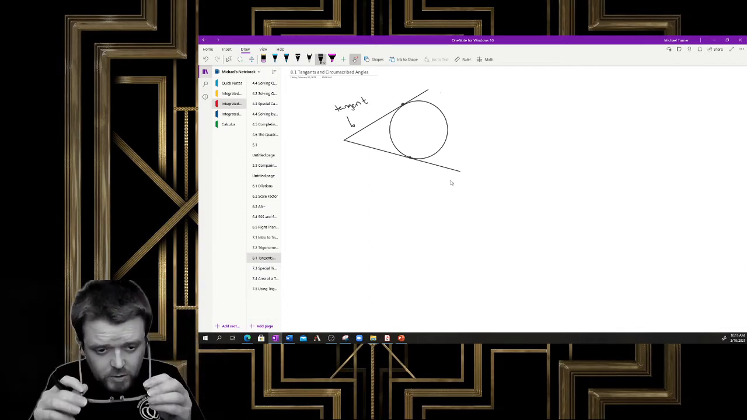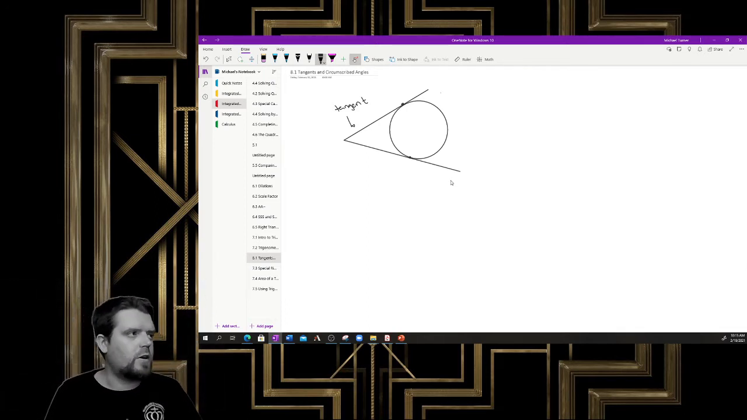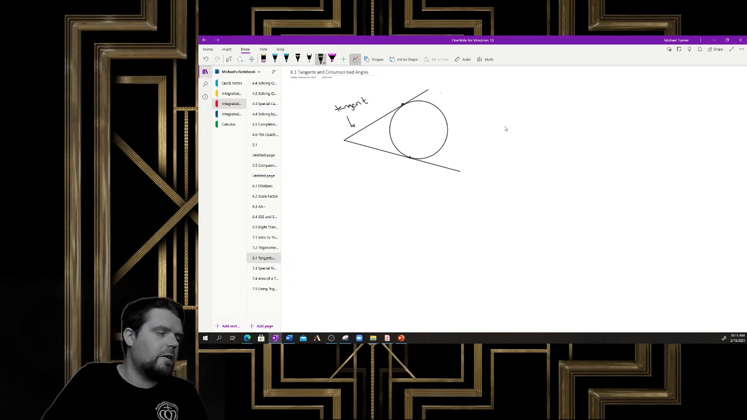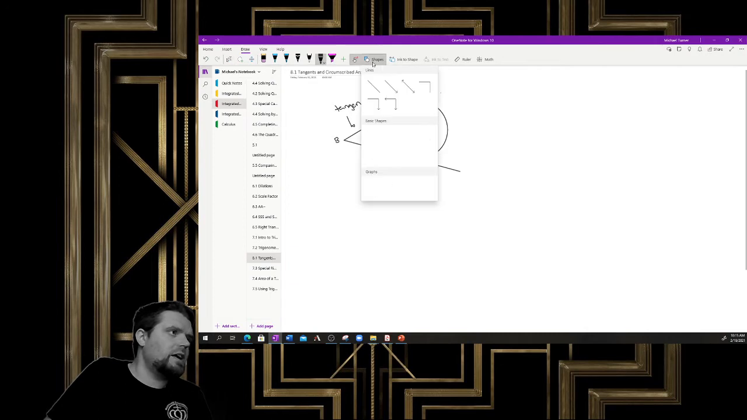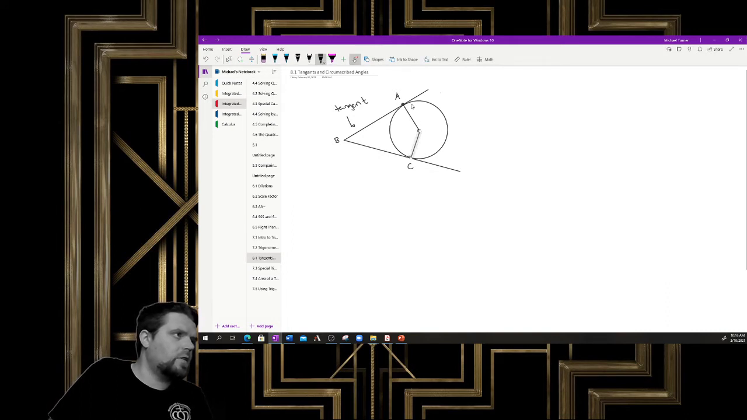In the book, we have two particular theorems that we're going to be focusing on when it comes to tangents and circumscribed angles. In a diagram here, we're going to have labels. So I might call this angle ABC. And then with the circle, we're going to have an angle inside the circle. Any angle that has its vertex at the center of a circle, we call a central angle. So let's call this AOC.